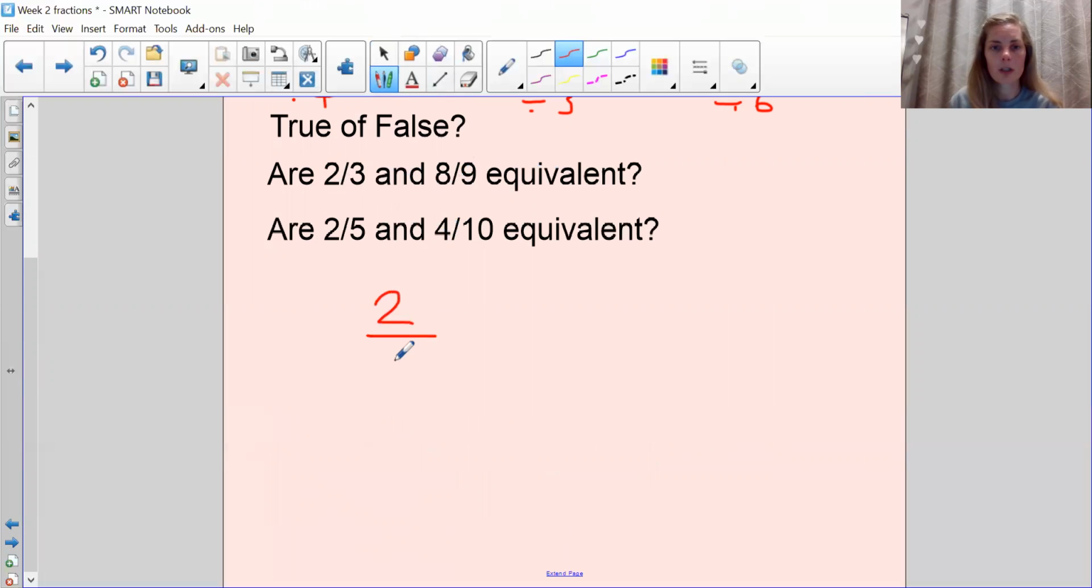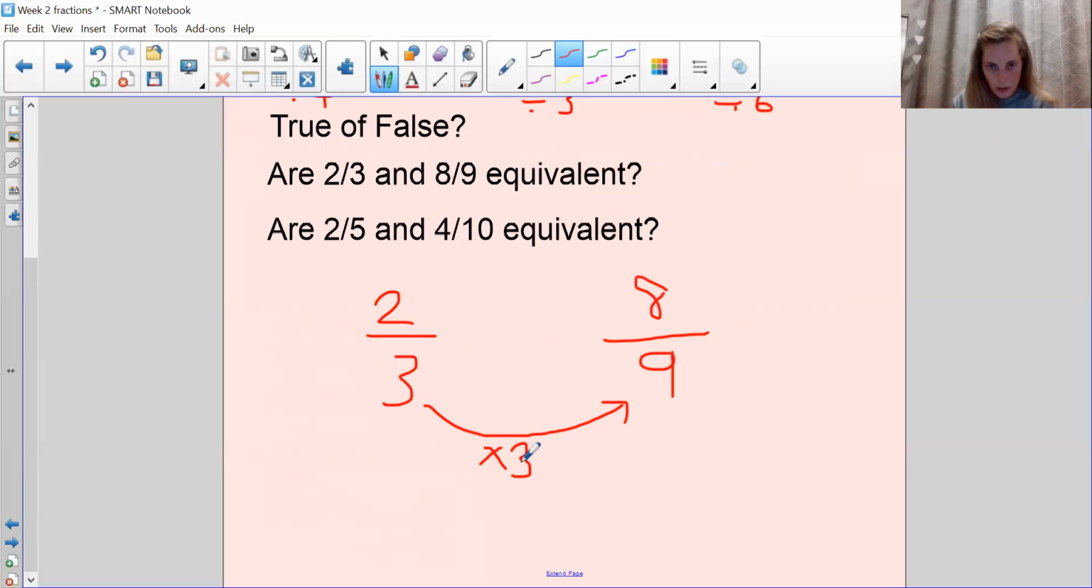So I have 2/3 and I have 8/9. So I'm going to set up my work like normal. Right, I'm going to say 3 times what gives me 9? 3 times 3. Now, whatever I do to the one number, I must do to the other number. So I'm going to say 2 times 3. And is 2 times 3 going to give me 8? No, it is not. What is 2 times 3? It is 6. So therefore, 8/9 is not an equivalent fraction. So this is going to be false.